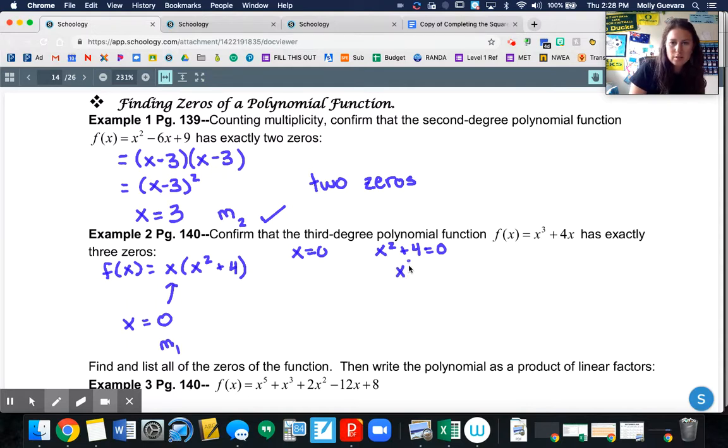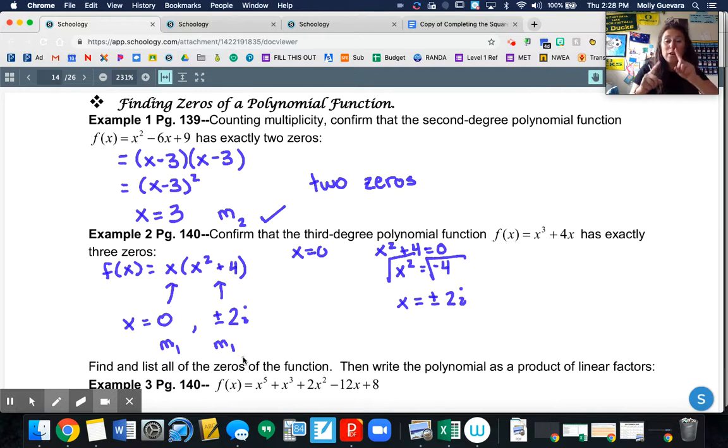So here I'm going to have x squared equals negative 4, square root. I get x is equal to plus or minus, don't forget the plus or minus, and the square root of negative 4 is 2i. If you haven't done the complex numbers notes yet, then you might get a little confused during this. Okay, so I get plus or minus 2i. So then the zeros here are plus or minus 2i. And the multiplicities on those are 1, but they're 1 each, right? 1 for positive 2i and 1 for negative 2i.